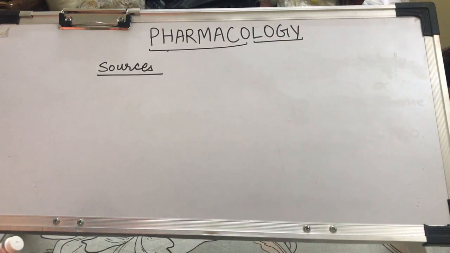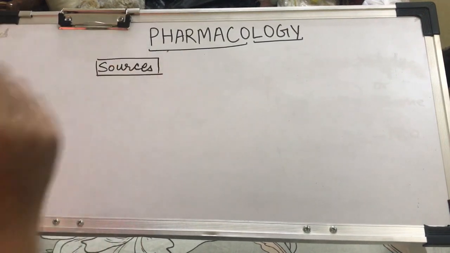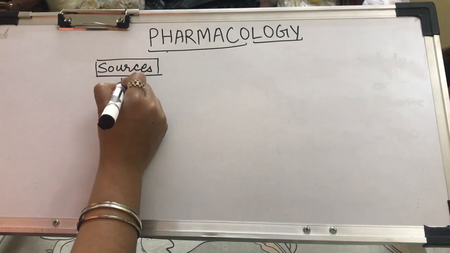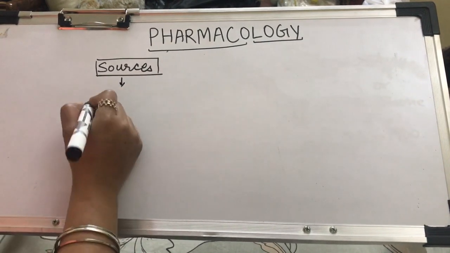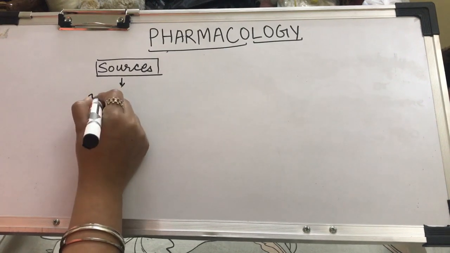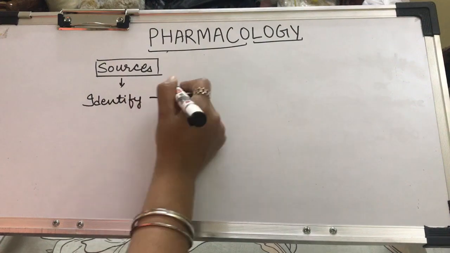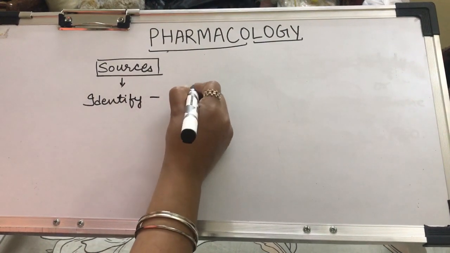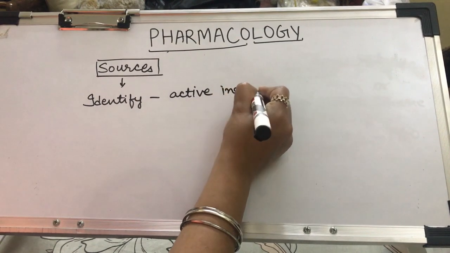So once we have identified the source, we know that this plant is going to give us a certain drug, then what we are going to do next is identify the active ingredient inside that source.